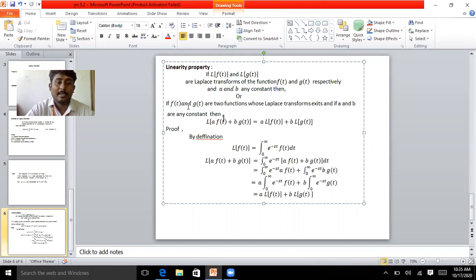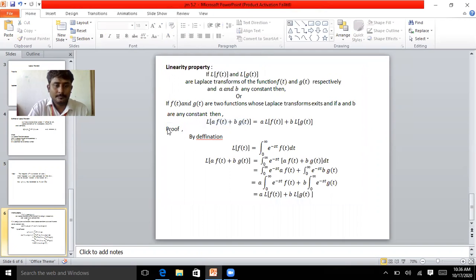If f(t) and g(t) are two functions whose Laplace transform exists, and if a and b are any constants, then the Laplace transformation of a times the first function plus b times the second function is always equal to the constant a times the Laplace transformation of the first function, plus the constant b times the Laplace transformation of the second function. Okay, we're going to prove this one.